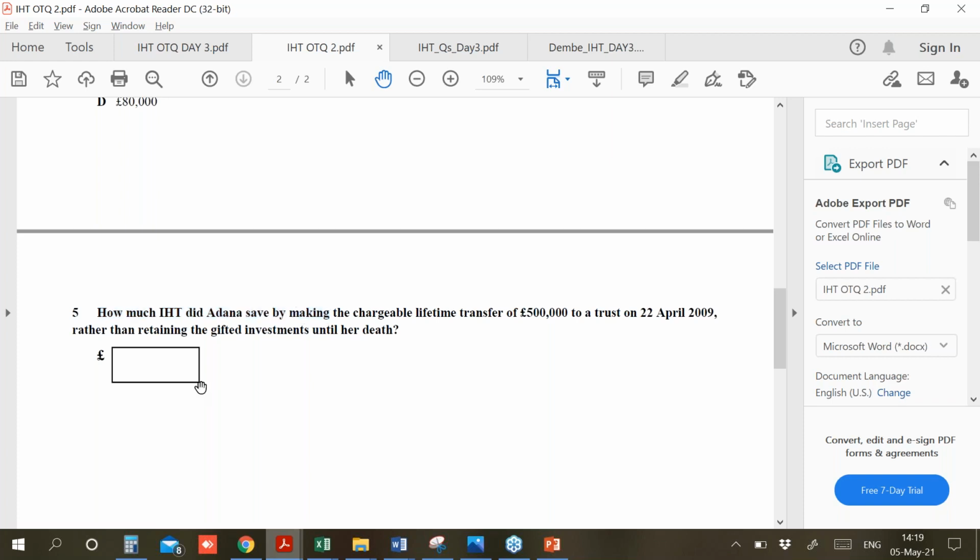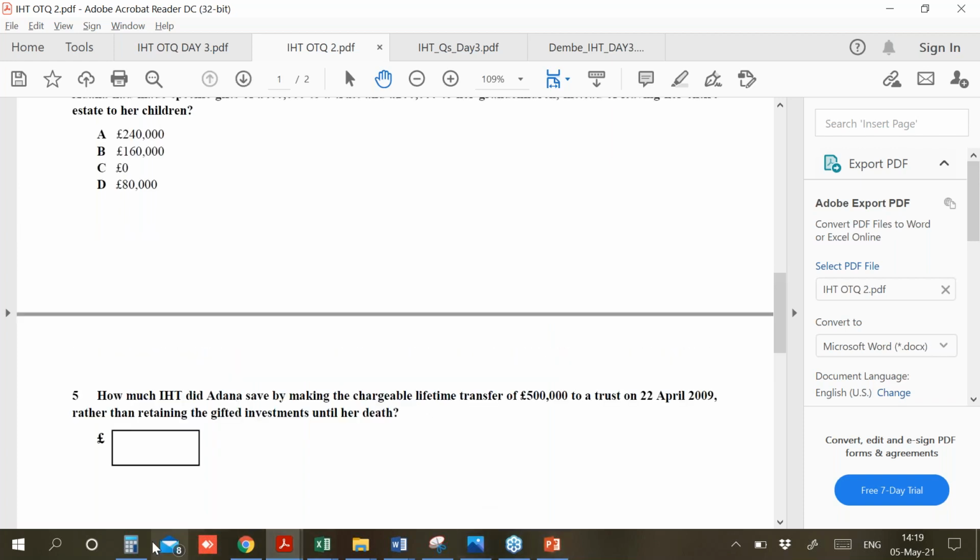So how much IHT would Adana have saved? That is my answer, 207,750. By making the transfer earlier in 2009, she has saved 207,750, because otherwise, if she would have retained those shares in her estate, she would have to pay the higher amount of tax, that is 260,000, as compared to 52,250. So the difference is her saving because she has made the gift early in her life.